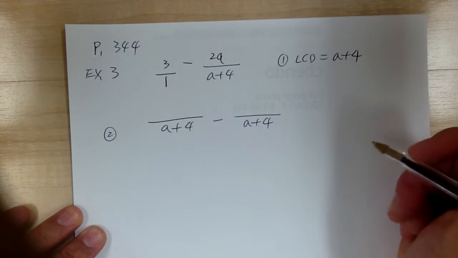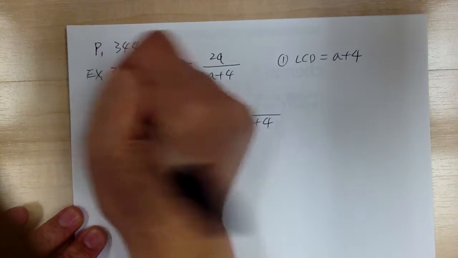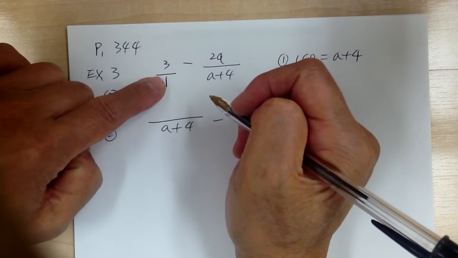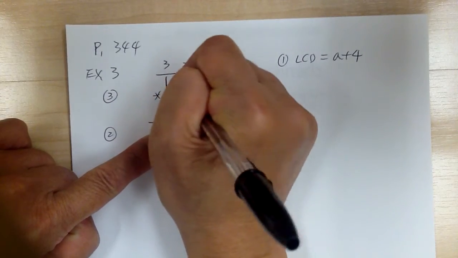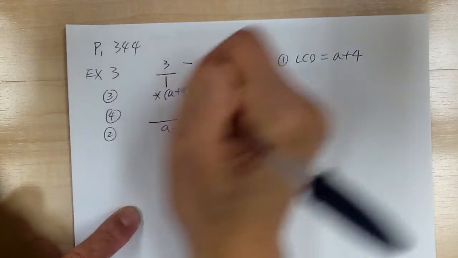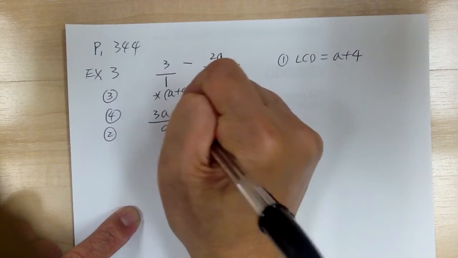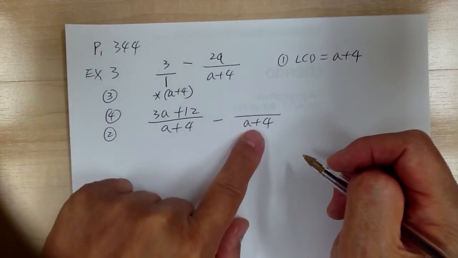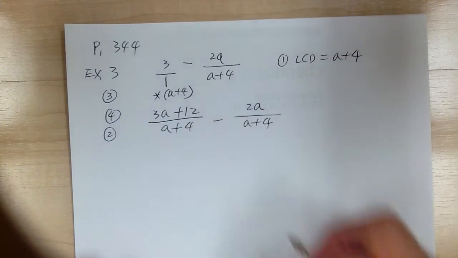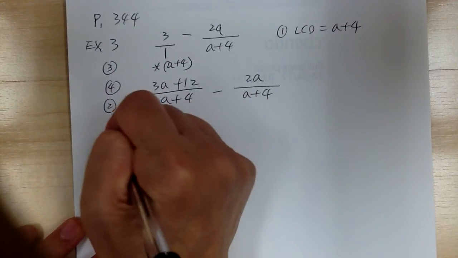So you go to step 3. Figure out how you're going to get from here to here. You need to multiply by a plus 4. So for step 4, you multiply, and you're going to get 3a plus 12. Over here, you don't have to do anything because it's already the same, so you keep everything the same. So now you do step 5.